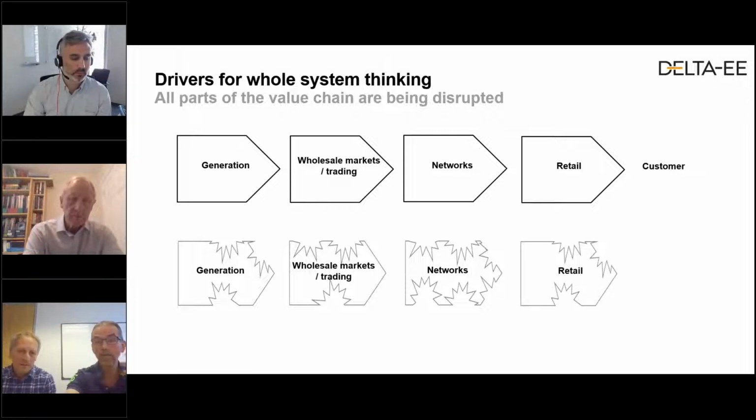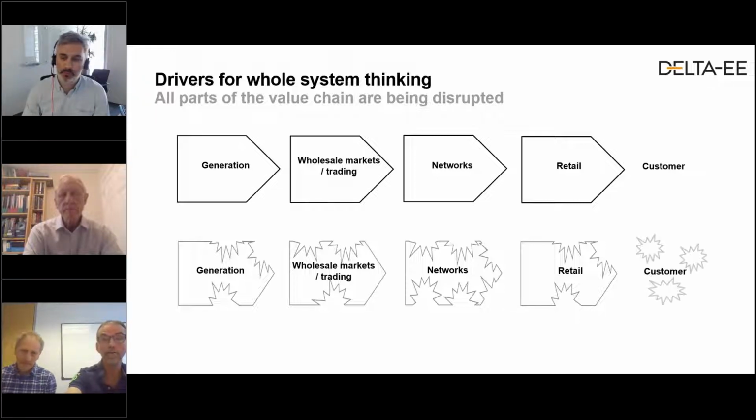The retail business is being disrupted by trends like electrification, consumers generating their own electricity and optimizing that, so changing the power flows around the distribution system. And of course customers are being disrupted. More recently we've had bill shock and the energy price crisis, but trends around electrification and digitalization in the home mean that there are opportunities now for customers to do things that weren't possible even 5 years ago.